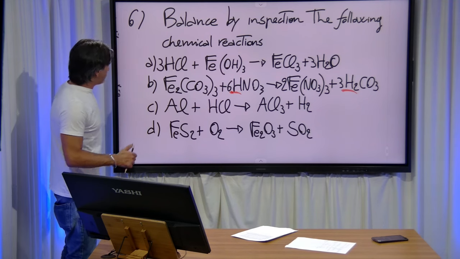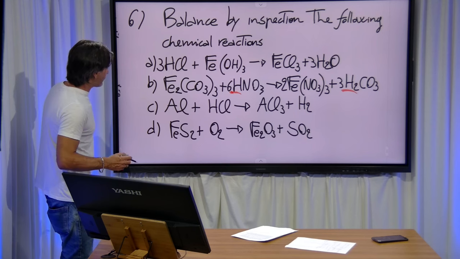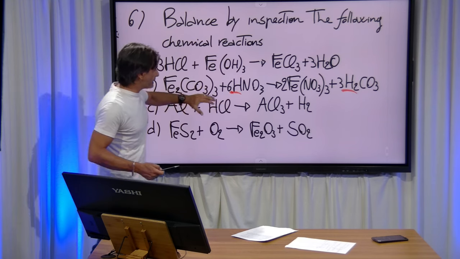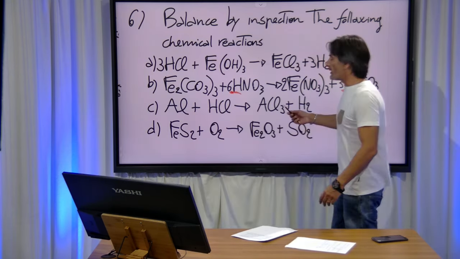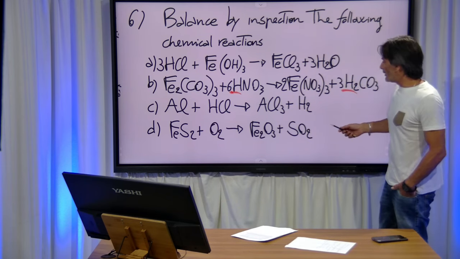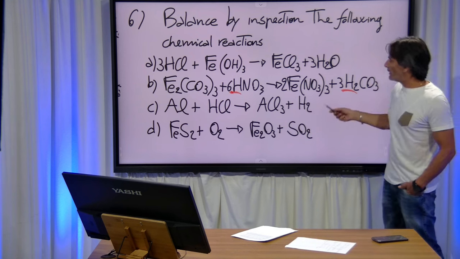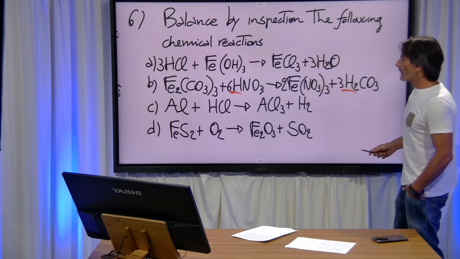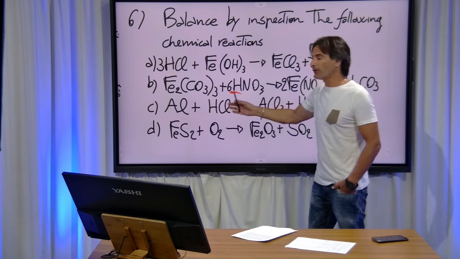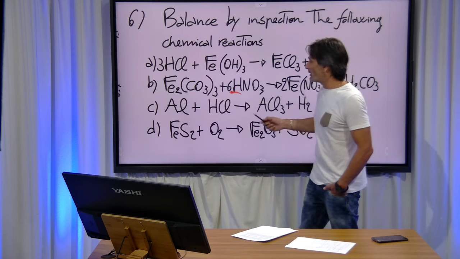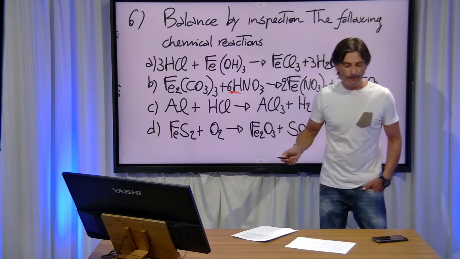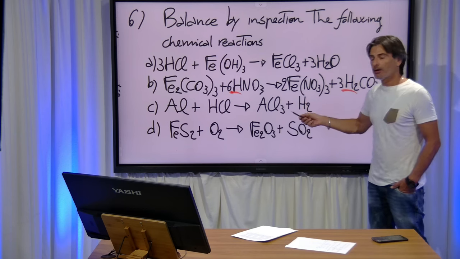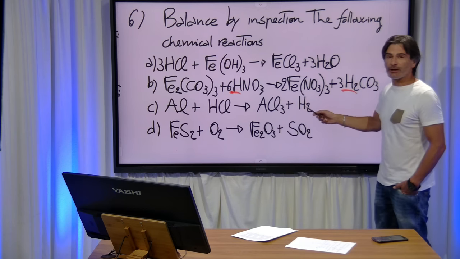Okay, let's consider the third reaction. Aluminium is reacting with hydrochloric acid, giving rise to the chloride of aluminium, a salt, of course, and gaseous hydrogen or molecular hydrogen. This is a common reaction between a metal and an acid, and in many cases the gaseous hydrogen is produced.